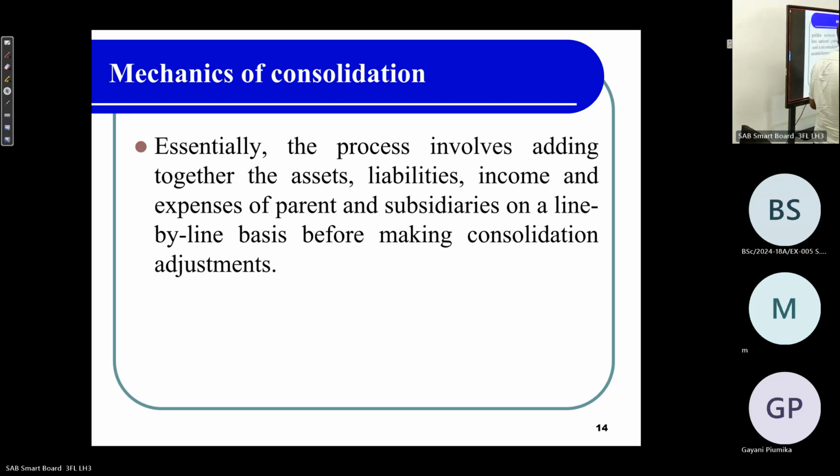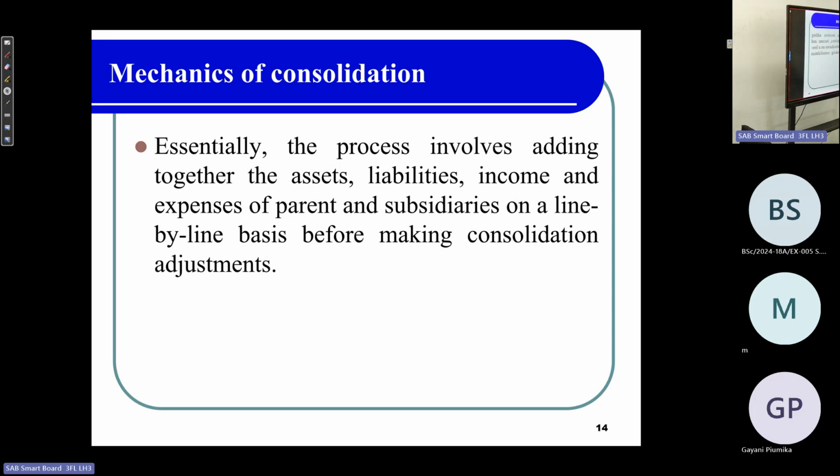Mechanism of consolidation. Remember, line by line addition. The consolidation mechanism is line by line addition. That's the word, line by line addition.